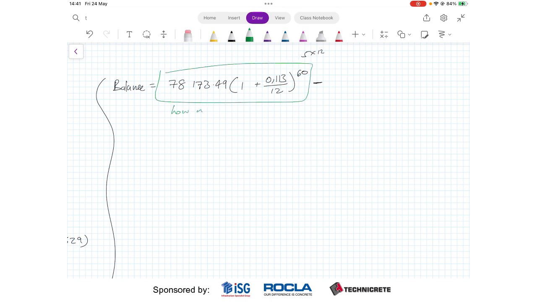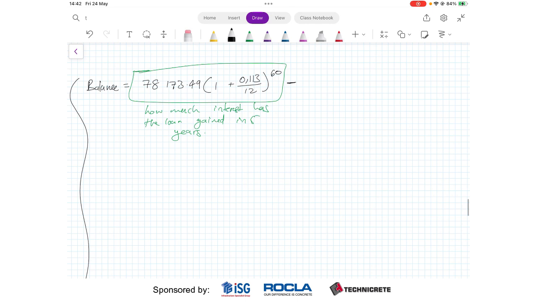How much interest has the loan gained in 5 years? So this amount right here gives you how much interest the loan has gained in 5 years, by essentially giving you how much the loan will be in 5 years. From there we have to minus the amount of money that Mpho has paid into the account over the period of 5 years.